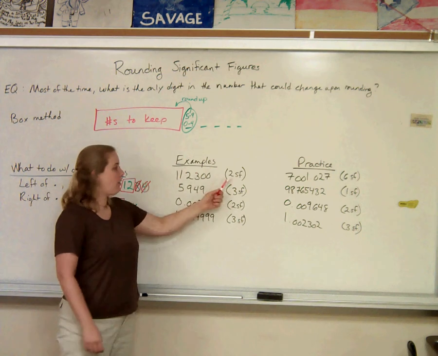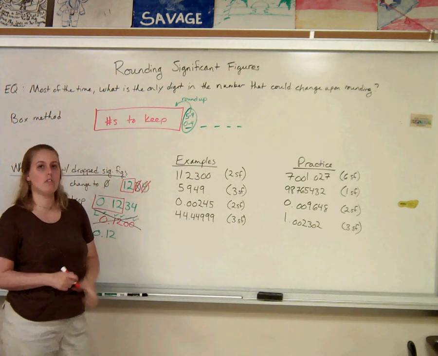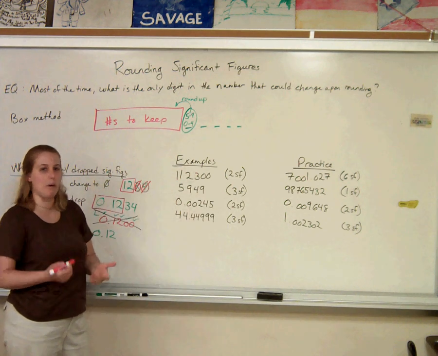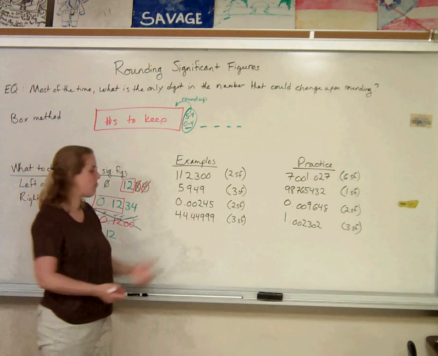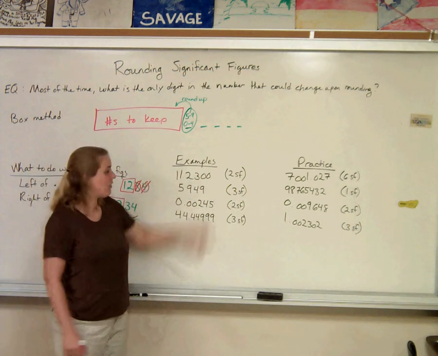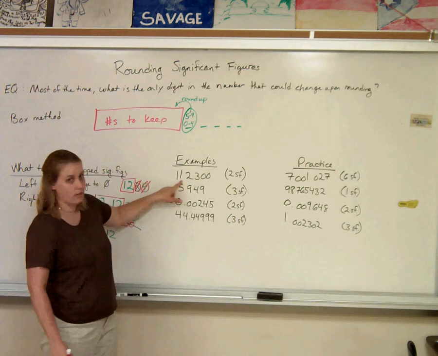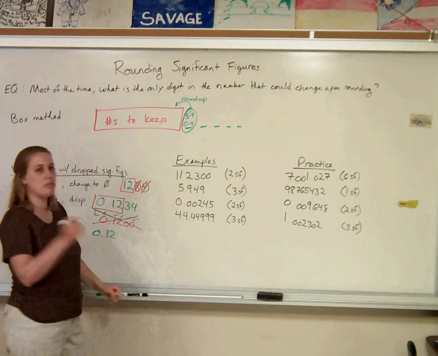I have the number 112,300. I want to round it to two significant figures. The 2 you always want are the 2 on the left-hand end of the number. Why? Well, those are the most important ones. Think about your bank account again. If you had $112,000, this is not the part of your bank account you care the most about. This is the part of the bank account you care the most about. So those are going to be the ones we always keep.